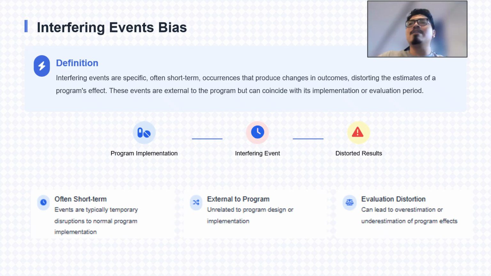Or something on the complete opposite might happen. Suppose a health campaign is running in one area and at the same time a hospital opens there. People's health improves, but is it because of the program or because of the new hospital? That's an interfering event. Evaluators have to be aware of what is happening around the program and note that anything may have had an influence that may affect the results.